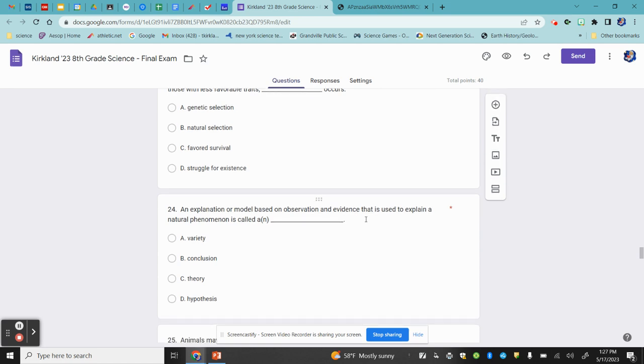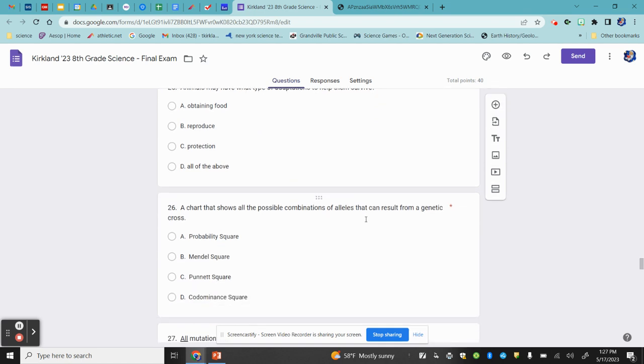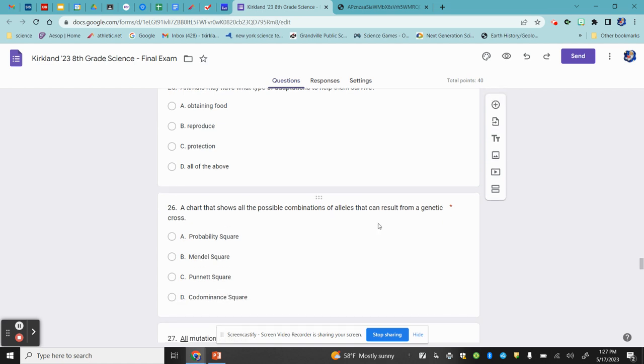24. An explanation or model based on observation and evidence that is used to explain a natural phenomenon is called A. Variety, B. Conclusion, C. Theory, D. Hypothesis. 25. Animals may have what type of adaptations to help them survive? A. Obtaining food, B. Reproduce, C. Protection, D. All of the above.